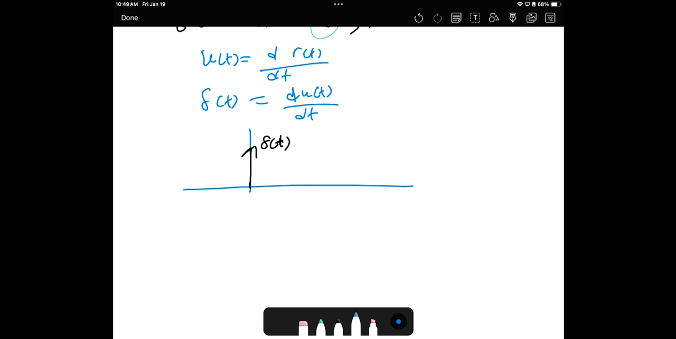Here the arrow is centered at 0. But when I say delta of t minus tau, basically t minus tau equals 0, so it will be centered at tau. So it will be here. This is tau, and here is delta of t minus tau.